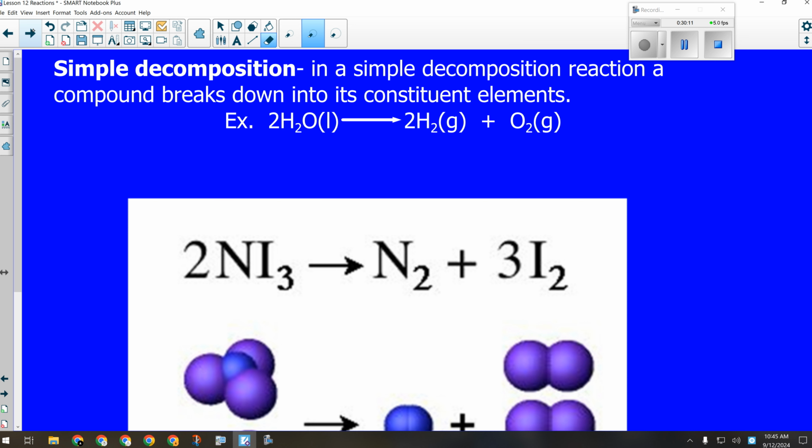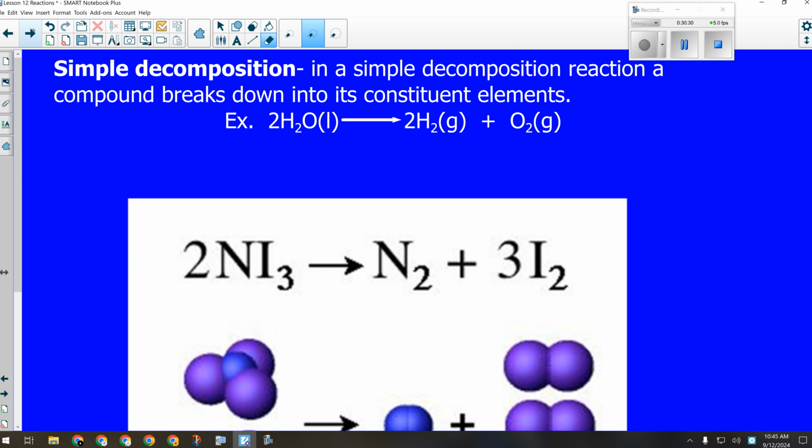So that's the reaction that we actually use to make rocket fuel. It separates hydrogen from oxygen in water by arcing electricity through it. You run a high voltage electric current through water and it will separate into hydrogen and oxygen.